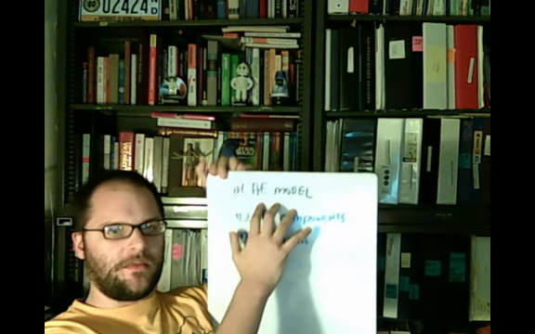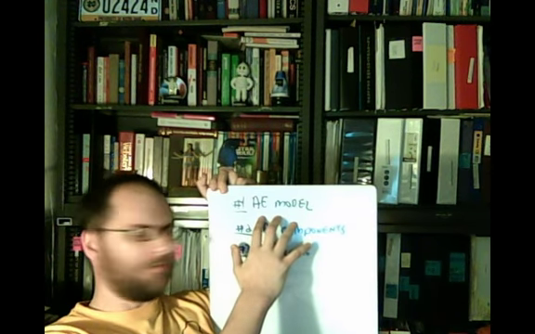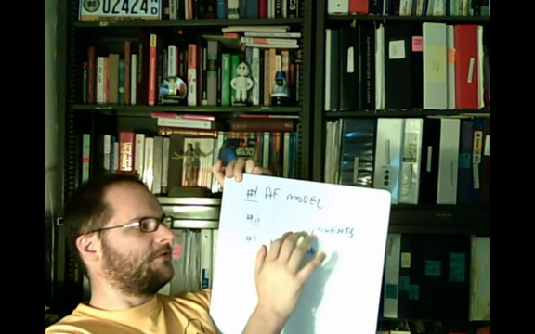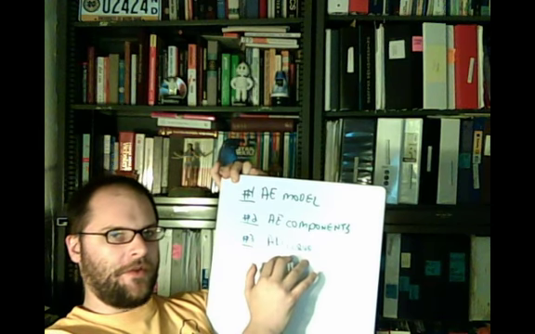So in the first part of this, we're just going to look at the AE model as a whole, the aggregate expenditure model as a whole. We're going to look at the components of aggregate expenditures, and then we're going to use this part to derive the aggregate demand curve. So let's start.